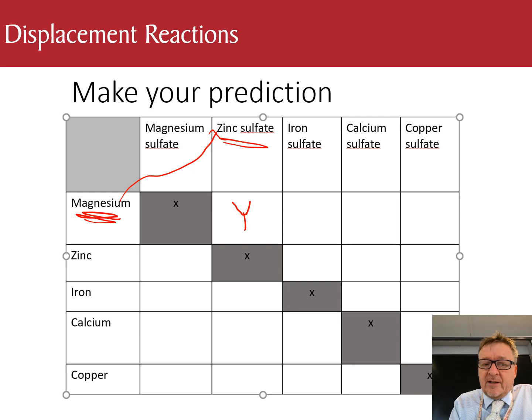This next one along, magnesium and iron: if I look at my reactivity series, I can also write a Y, there will be a reaction. Last one I'm going to do, I'm not going to complete this whole table, magnesium and calcium. If you look at the reactivity series this time, calcium is more reactive. So magnesium and calcium have a fight, calcium wins. There is no reaction because magnesium can't displace the calcium.